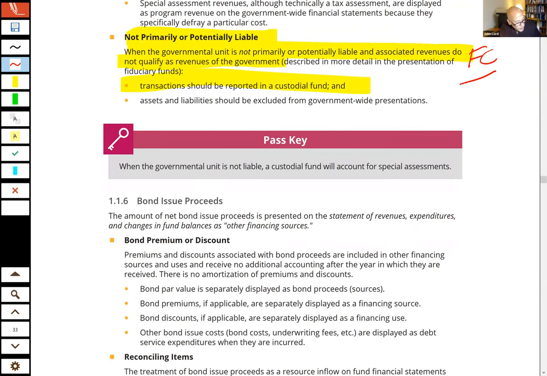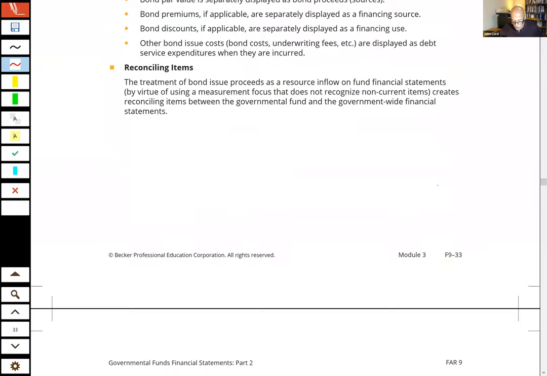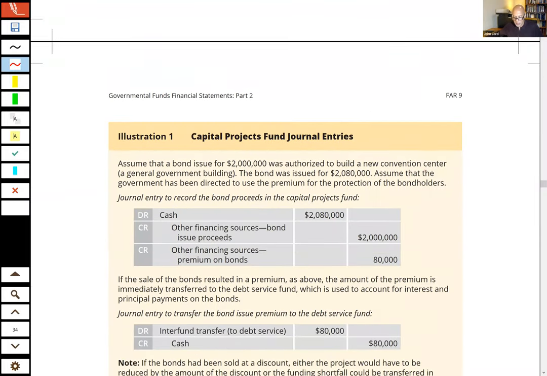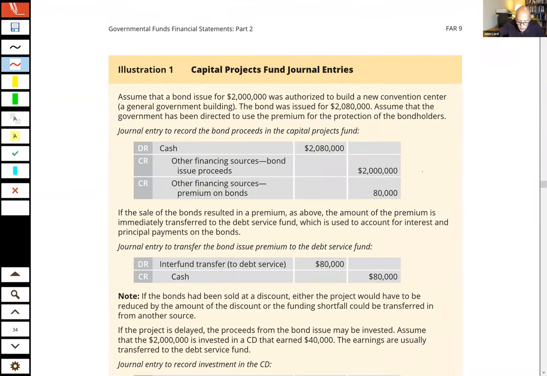Okay, all right, good. Now let's start to take a look at this capital project fund journal entries example. We issue bonds for $2 million. As is often the case with state and local government bonds, they're issued at a premium. So they're issued for $2,080,000.